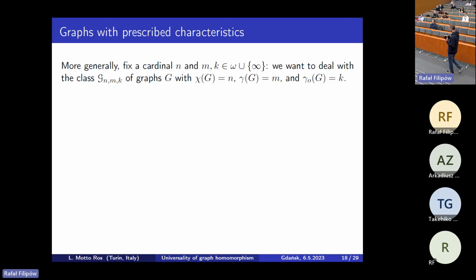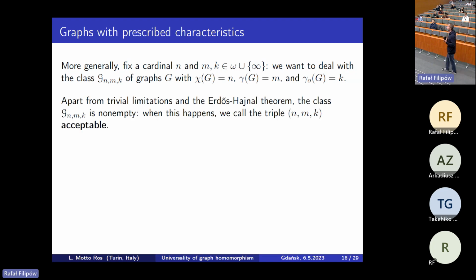So more generally, let's turn this into a definition. We fix our parameters, and we construct the class of graphs G(n,m,k), where n is the desired chromatic number, m is the girth, and k is the odd girth. So you fix your 3 values that you would like to realize. Of course, as we saw, some of these classes are empty because of the limitation of Erdős-Hajnal. All the other ones are inhabited by some graph, by Erdős-Hajnal again, and these are called acceptable triples. So acceptable just means there is something with those characteristics.